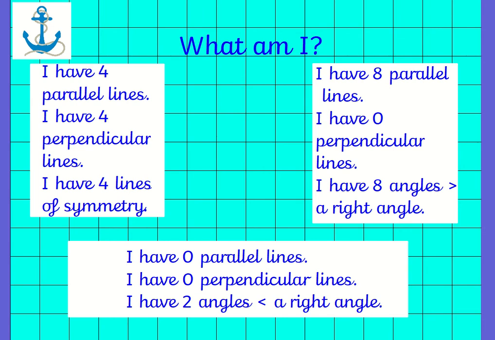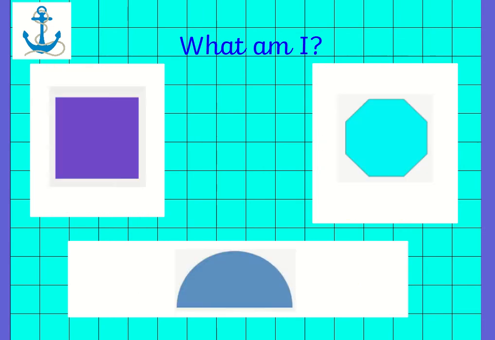Okay, welcome back. So let's have a little look. These are the shapes I was describing. My first one was a square, my second one was an octagon, and my third one was a semicircle.